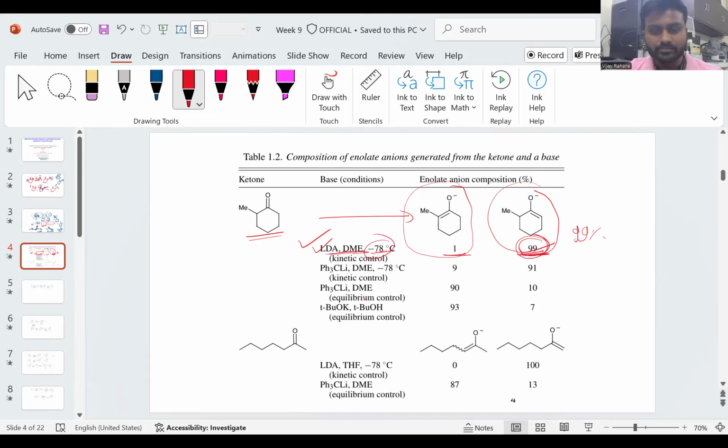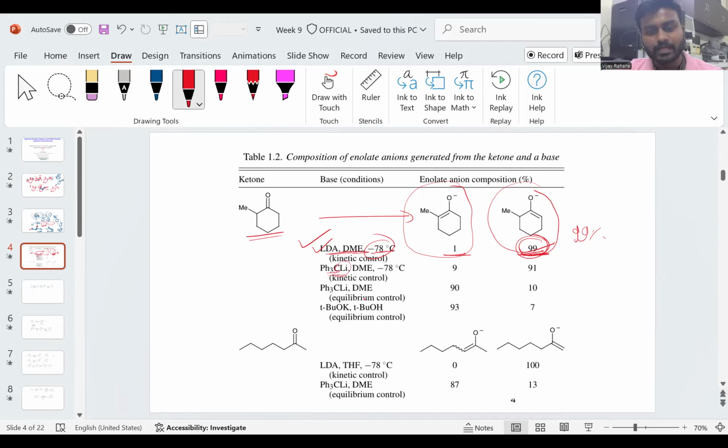But if you add the triphenyl, that is the carbon which has three phenyls, as well as the lithium.